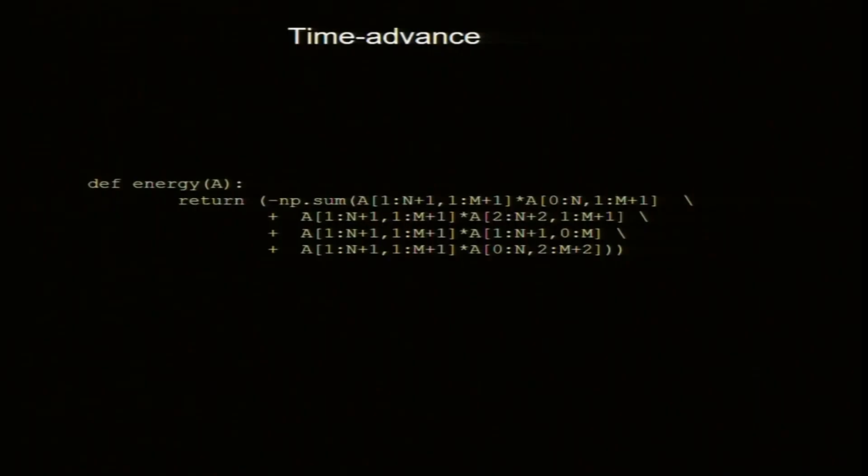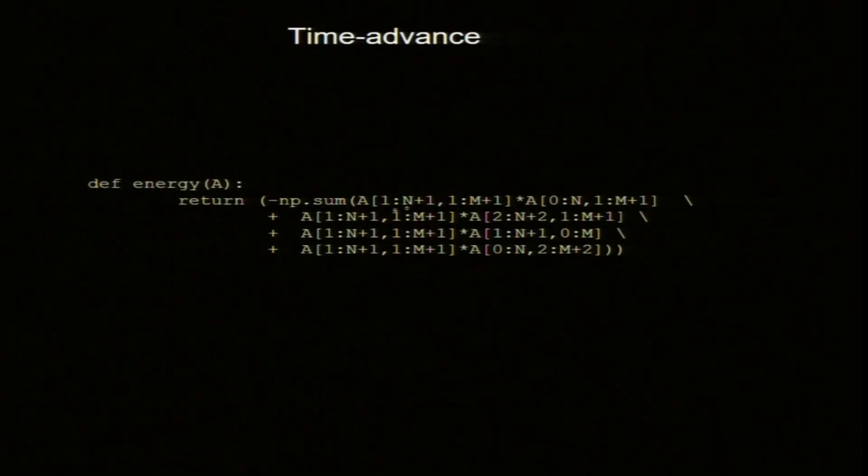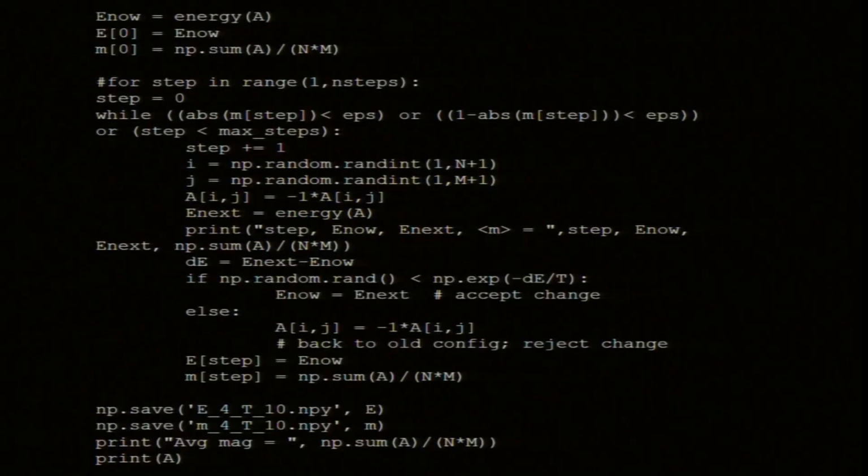So energy, it is nearest neighbor node, so there are 4 neighbors. You just take this whole system, shift left, shift right, shift up, shift down, and sum. You can see that this is the shift left, 1 to n plus 1 is shifted left. So this is the energy, and this is a loop.